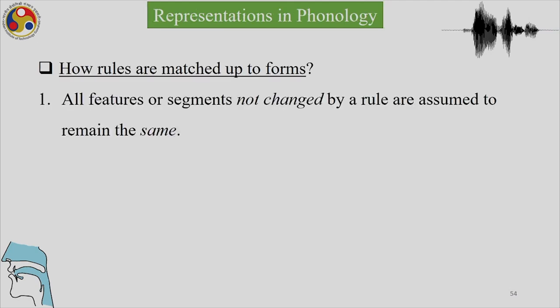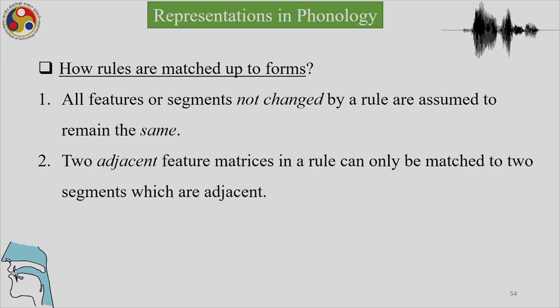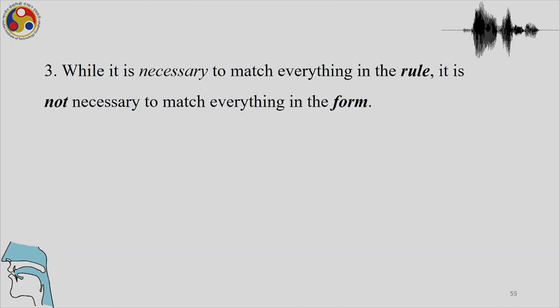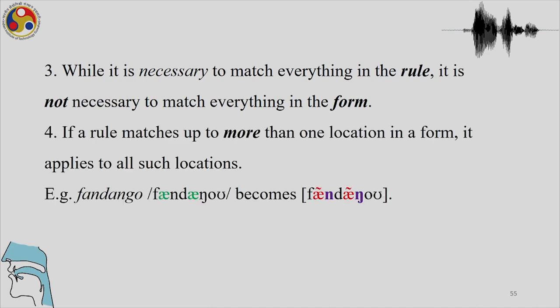So how are rules matched up to forms? All features or segments that are not changed by a rule are assumed to remain the same. Two adjacent feature matrices in a rule can only be matched to two segments which are adjacent. So this rule of locality is important. Vowel nasalization does not apply to Whitney. Why not? Because there is a T in between. While it is necessary to match everything in the rule, it is not necessary to match everything in the form. So if a rule matches up to more than one location in a form, it applies to all such locations.